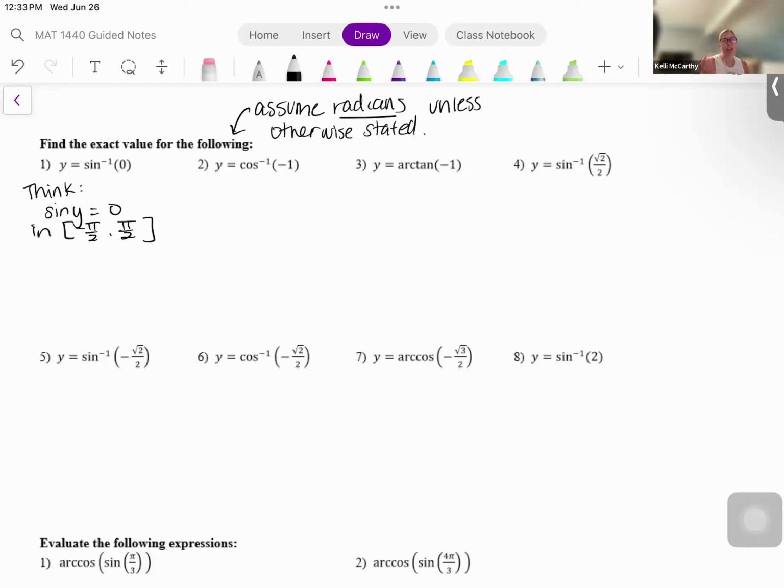So I'm thinking visually, my unit circle, Q4, Q1, where do we have sine equal to 0? That's going to be at x, or at 0. So our y value here is 0.